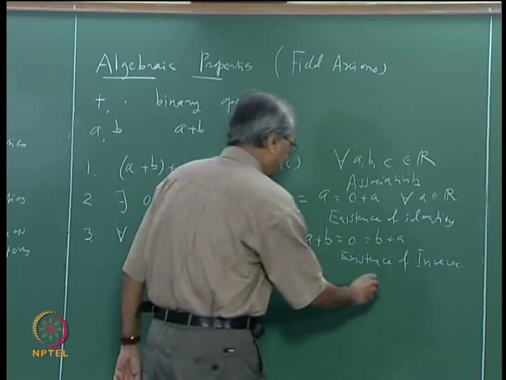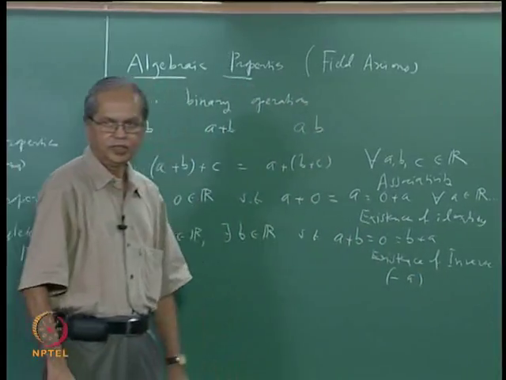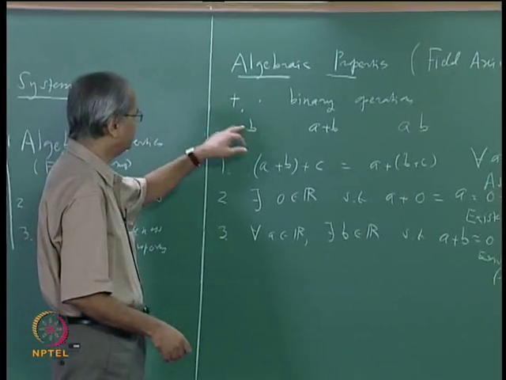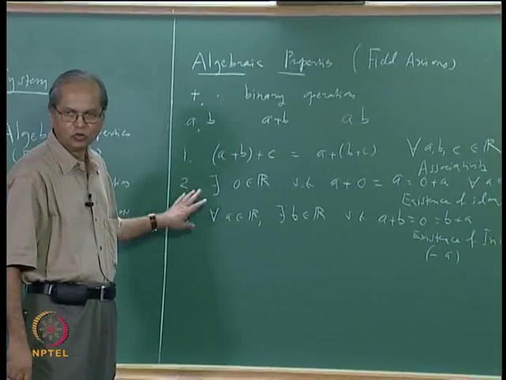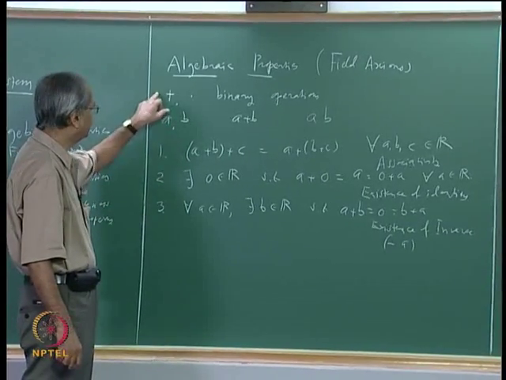and the standard notation uses minus a. We shall denote this b as minus a, called the additive inverse of a. And as you know, any set with one binary operation which satisfies these three properties is called a group. So I could have simply said that R with plus is a group.